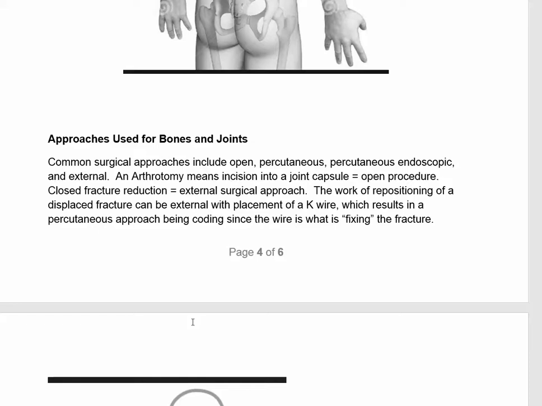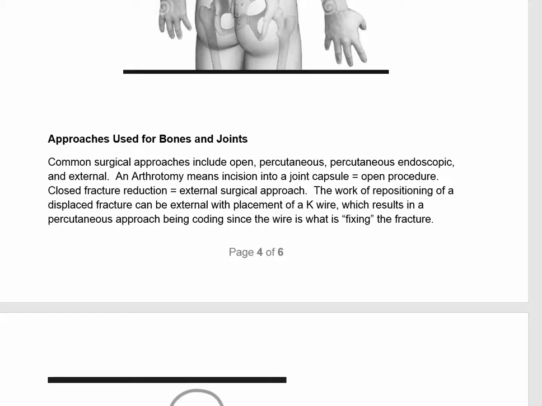Common surgical approaches for bones and joints include open, percutaneous, endoscopic, and external. Remember your medical terminology. An arthrotomy, A-R-T-H-R-O-T-O-M-Y, means incision into a joint capsule. Arthro is joint, otomy is cutting into. Cutting into something in the ICD-10-PCS world relates to an open procedure.